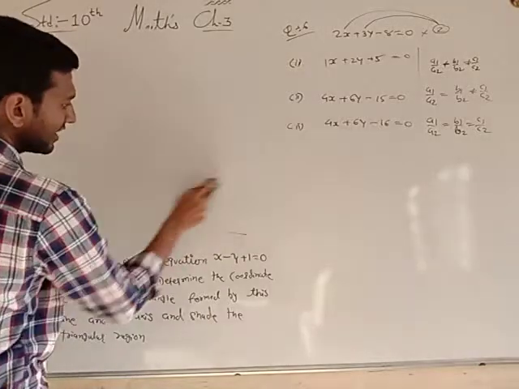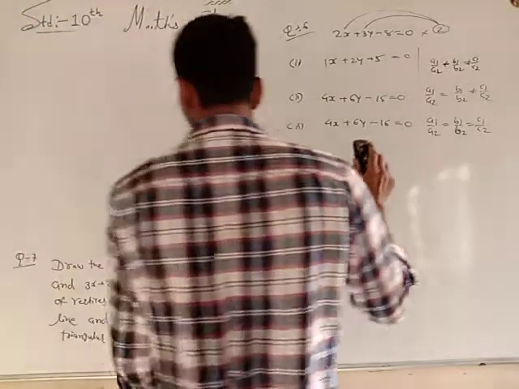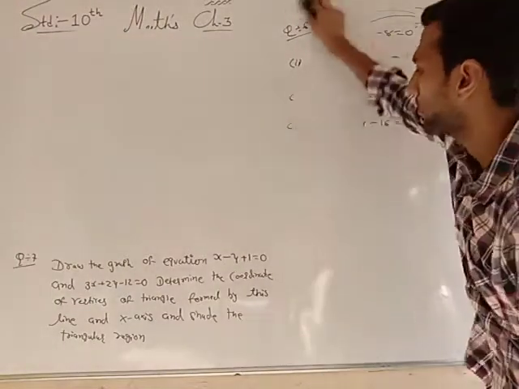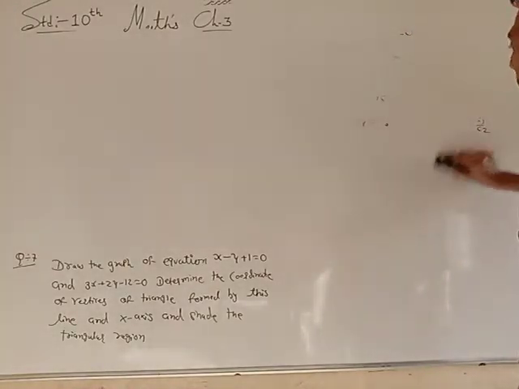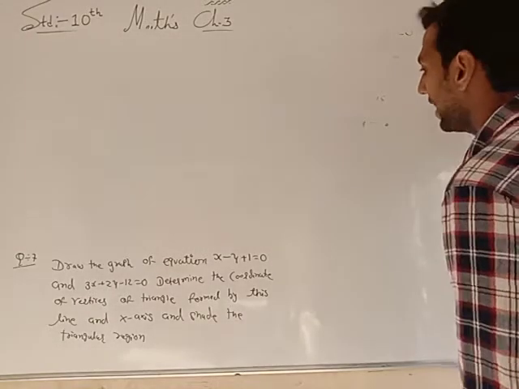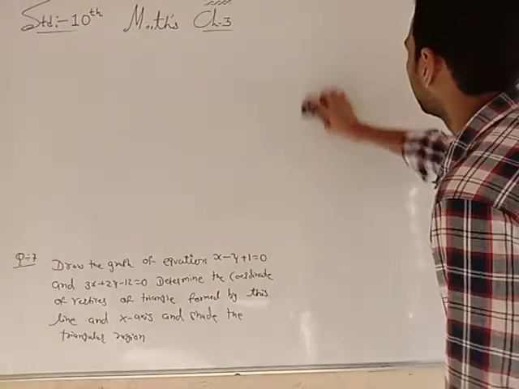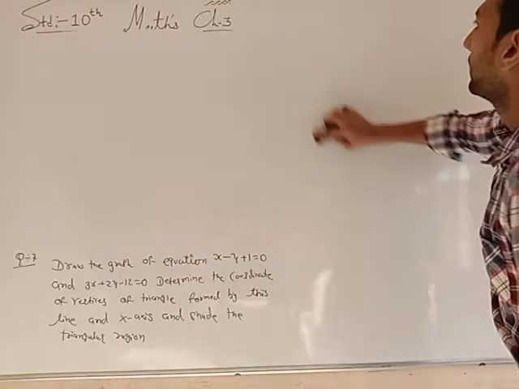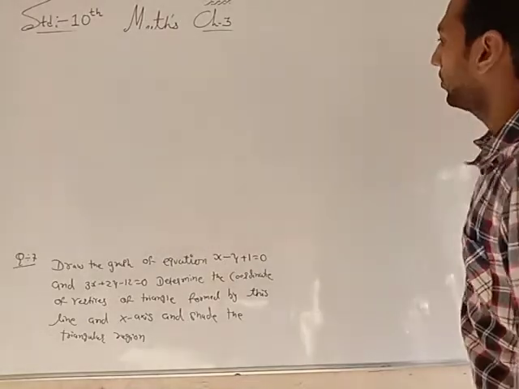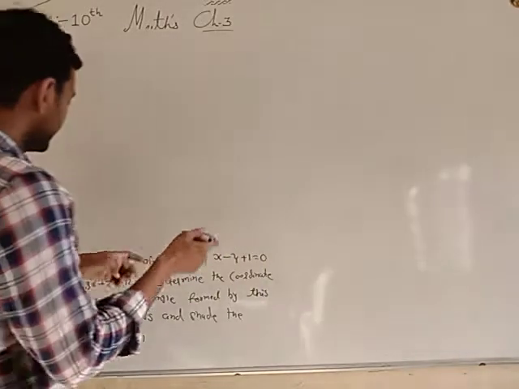In example number 7, draw the graph of equations x minus y plus 1 and 3x plus 2y minus 6 is equal to 0. Determine the coordinates of the vertices of the triangle formed by these lines and the x-axis and shade the triangular region. Means two equations are given in the sum and we represent them on the graph. Okay, let us start. What are the equations?